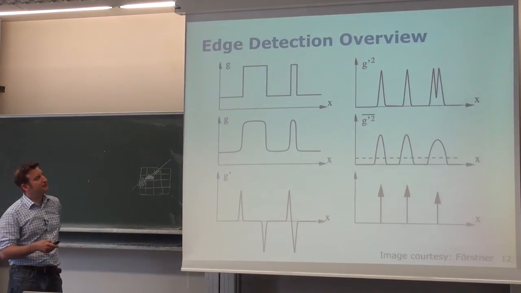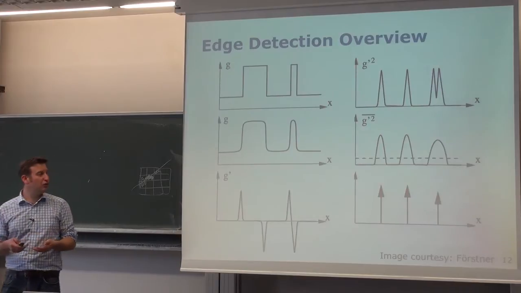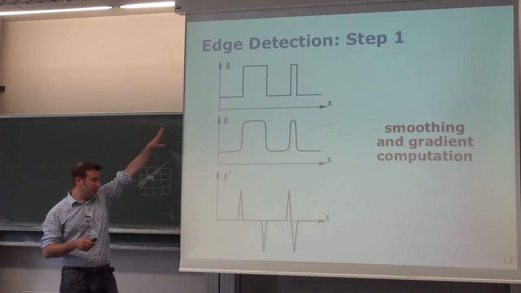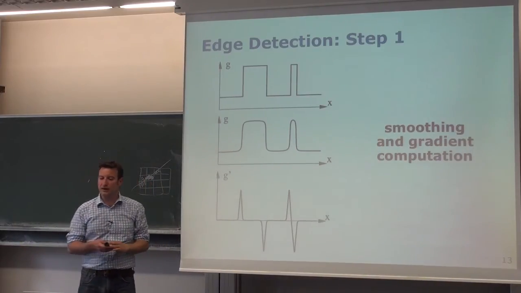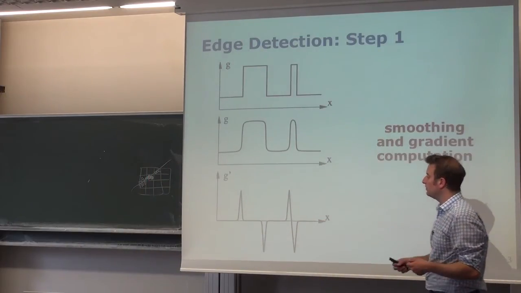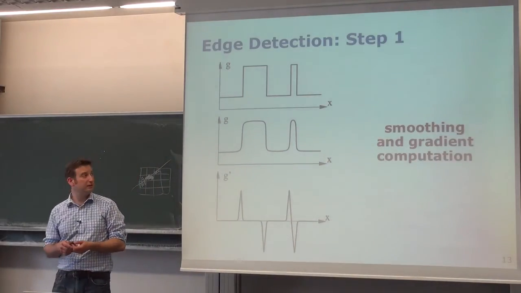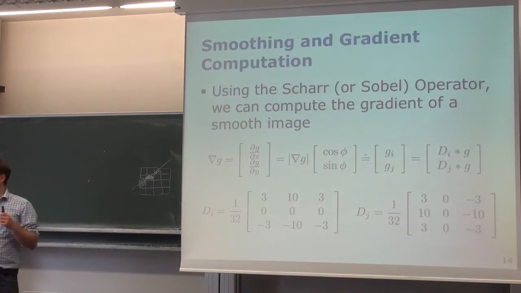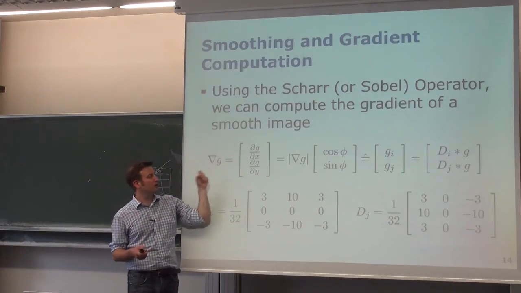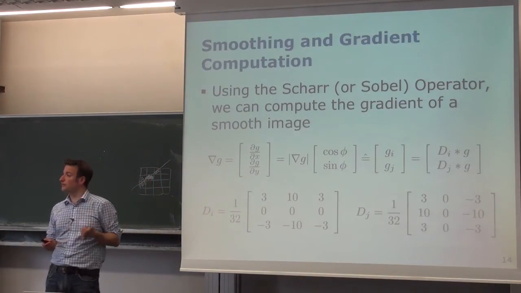So what I want to do now is go through those individual steps and show you which tools we can use to actually realize this edge detection. We start with the first step, and we should know quite well how we're doing this: smoothing and computing our gradient, because we can just apply the filters that we defined. Remember what we did last week and before in the course on local operators. We want to compute the first derivative with respect to x and the first derivative with respect to y.